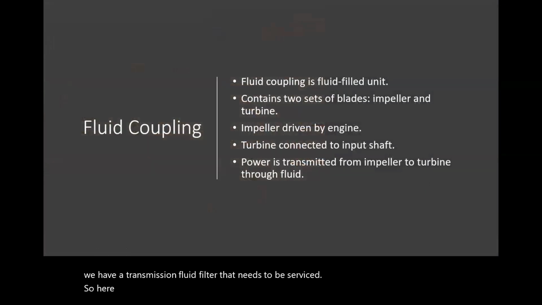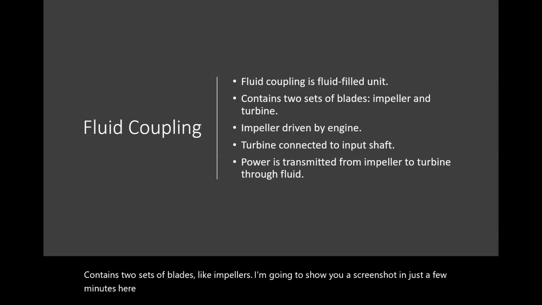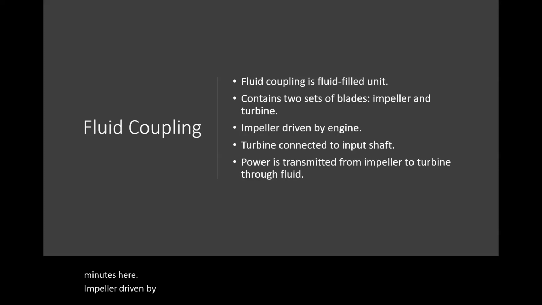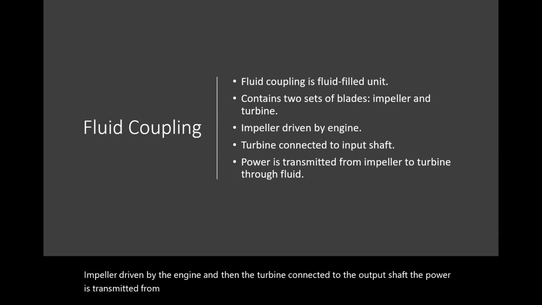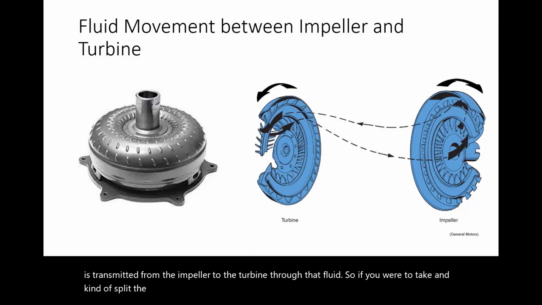So here, the fluid coupling is a fluid filled unit. It contains two sets of blades, like impellers. I'm going to show you a screenshot in just a few minutes here. The impeller is driven by the engine, and then the turbine is connected to the output shaft. The power is transmitted from the impeller to the turbine through the fluid. So if you were to split the torque converter apart, you would have a driven and a drive type setup where you have two fans.